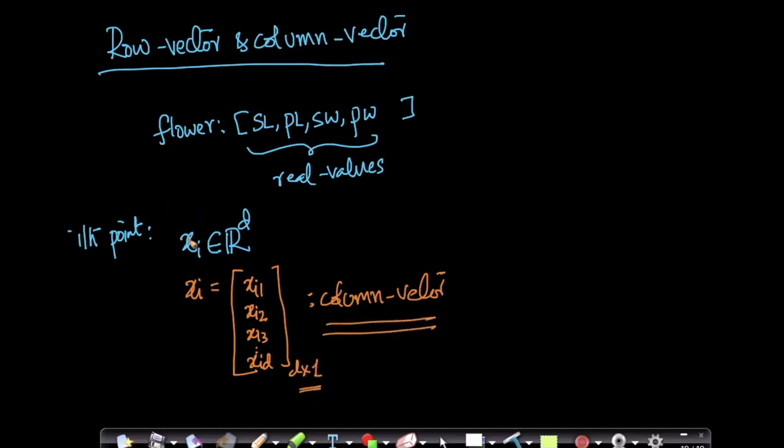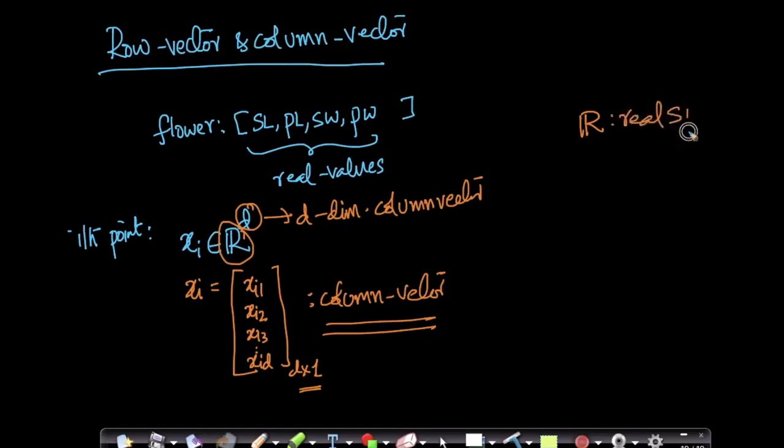So whenever you're given a data point belonging to Rd, the d part here means that it's a d-dimensional column vector. This R is written unlike a regular R. It is written with two vertical lines and an R. This means real space, or real numbers. So whenever I say xi belongs to Rd, it means xi is a d-dimensional vector of real values. Each of these xi1, xi2 are components of this vector, and each of these components is a real value. That's what xi belongs to Rd means.